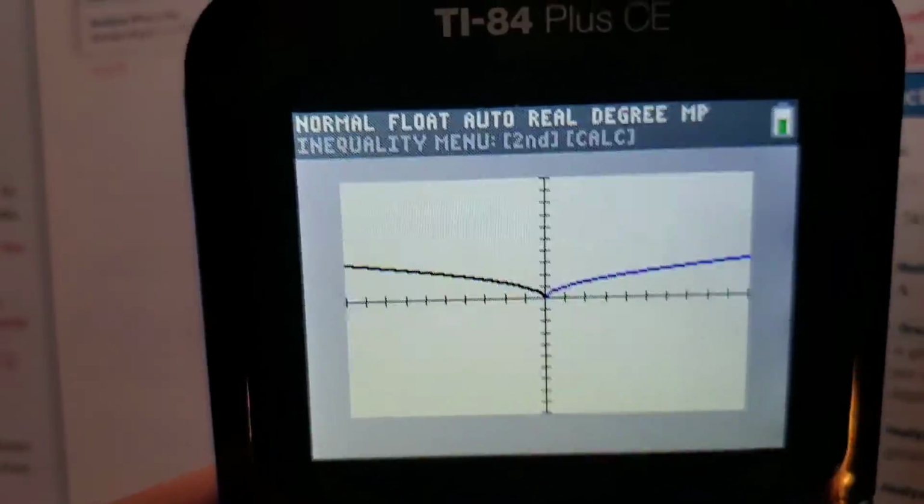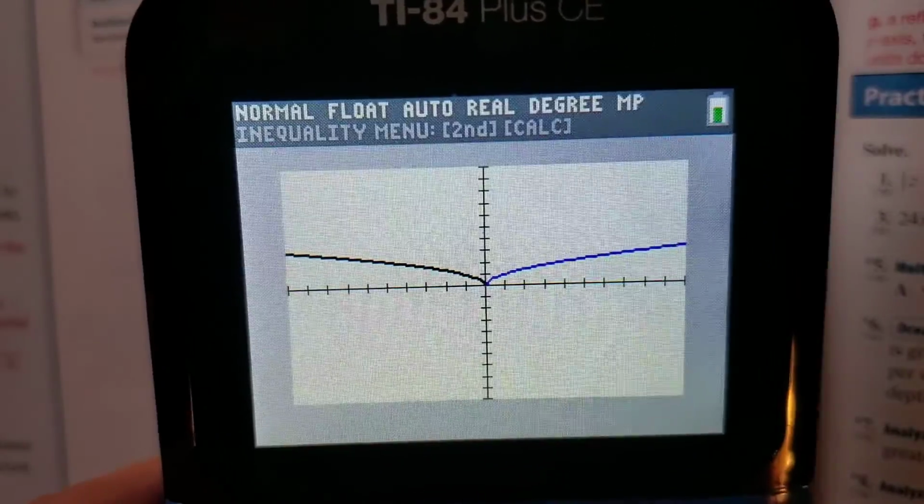So I hope that you understand. It's not very hard. I think it's not hard. The calculator will help you. It's not hard to look at it.